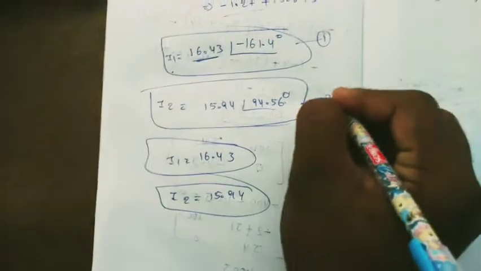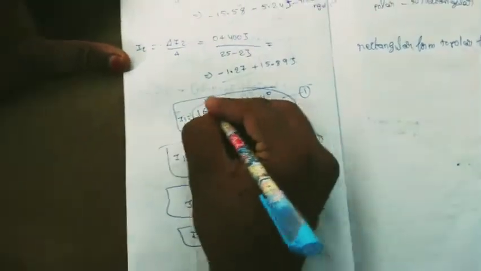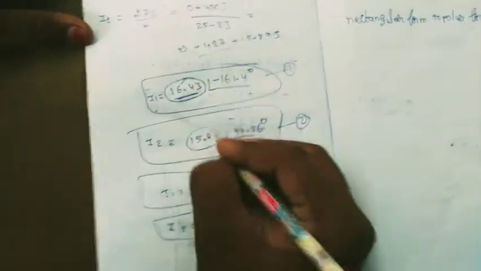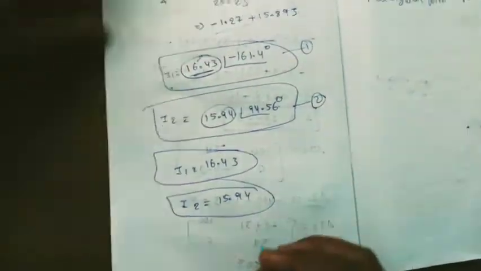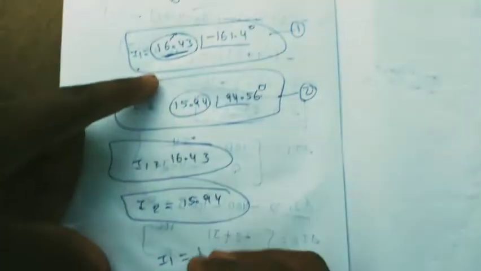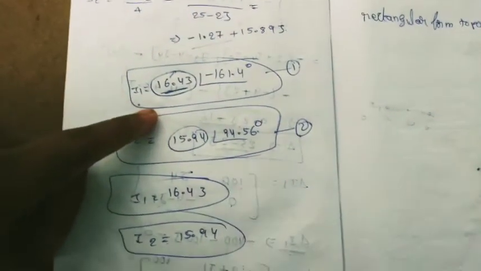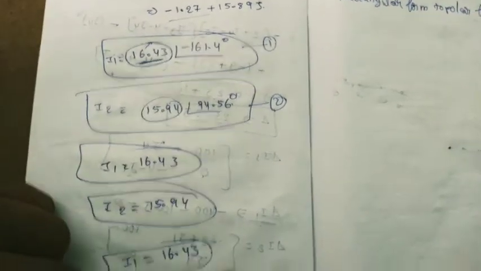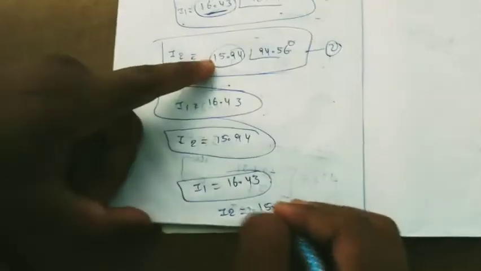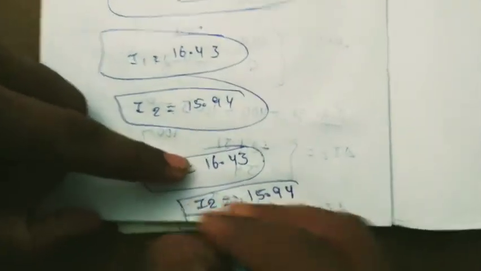So simply by doing the same for I2 also, we get the values, I1 here and I2 value here. I already told you that this magnitude is the required I1 value and I2 value. So here I1 equals, the magnitude here is 16.43, is the required I1 value, and I2 equals 15.94 is the required value.